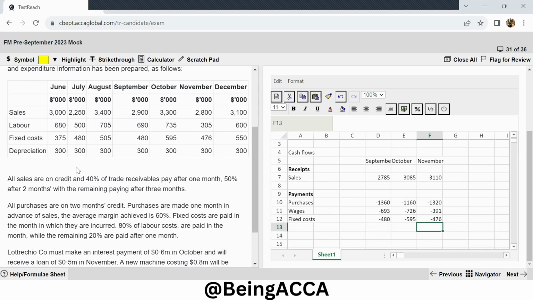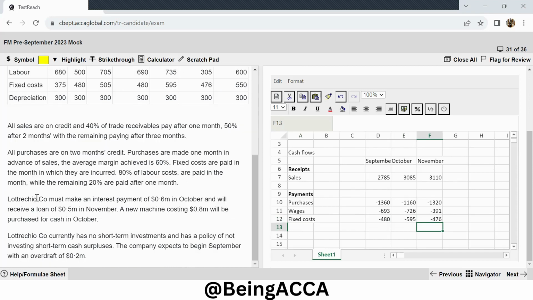Then we have covered the question till here. It must make an interest payment of 0.6 million in October. So we have the month of October over here. So 0.6 million, I will convert 0.6 million into thousands, because all our working is in thousands. So 0.6 million is 600,000. So this will be minus 600. So this is my interest on loan. Right. So just let it be interest, because it is not mentioned on which thing we are paying interest.